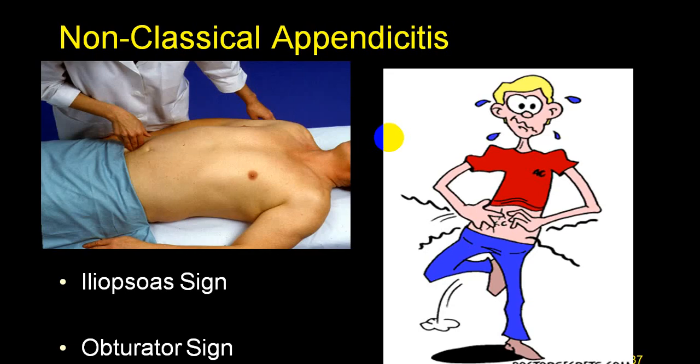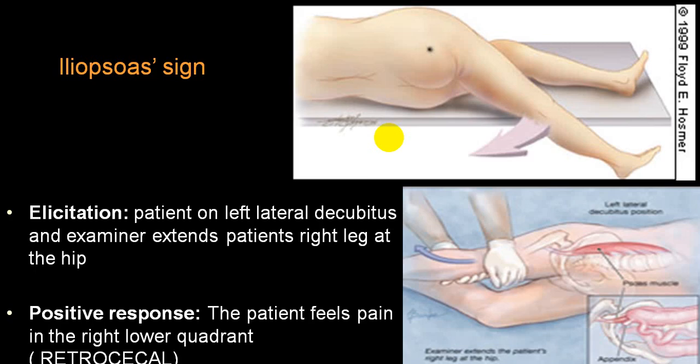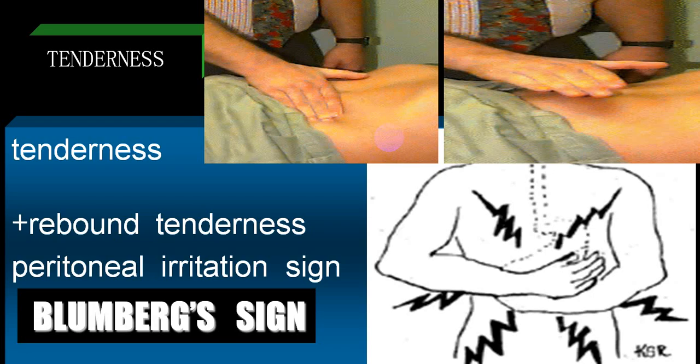That will be Rousing sign, Iliopsoas sign, and obturator signs. Very frequently asked in your oral. Now there is another name given to rebound tenderness, Blumberg sign, and that is for peritonitis. You keep a pressure on abdominal wall and release it. You will have a rebound tenderness, which is a characteristic described as a Blumberg sign, and it is in a case of a peritoneal irritation, that is in case of peritonitis. So that is Blumberg sign.